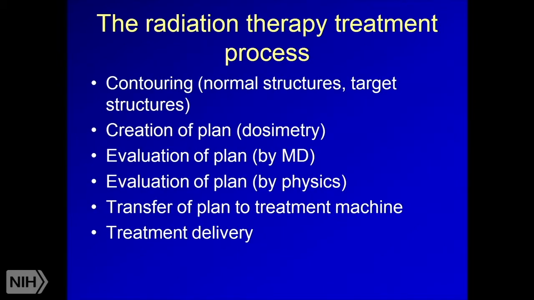From there, we then actually create the plan, and so what that process entails is one, contouring, and I'll have some pictures of all of these. So we look at contouring out the normal structures as well as our target structures. We then create a plan, and so this is actually done by a whole field called dosimetry. The plan's then evaluated by a doc as well as a medical physicist. That's then transferred to the treatment machine, and then there's the actual treatment delivery.